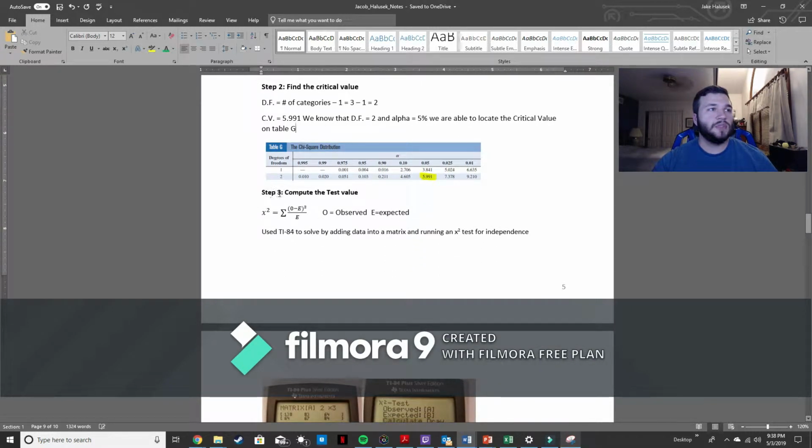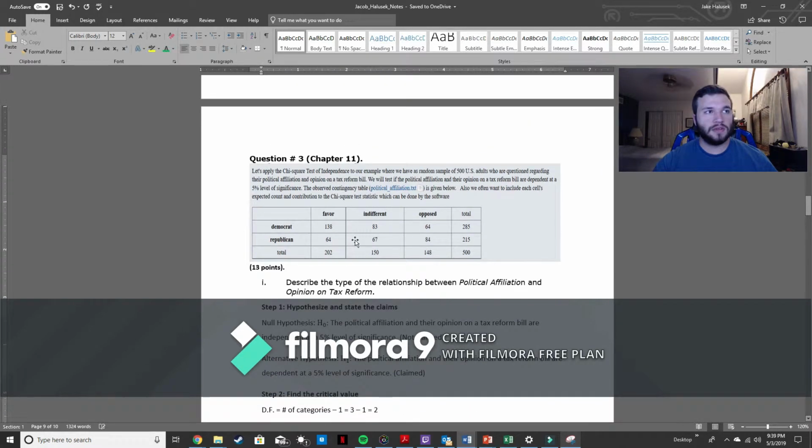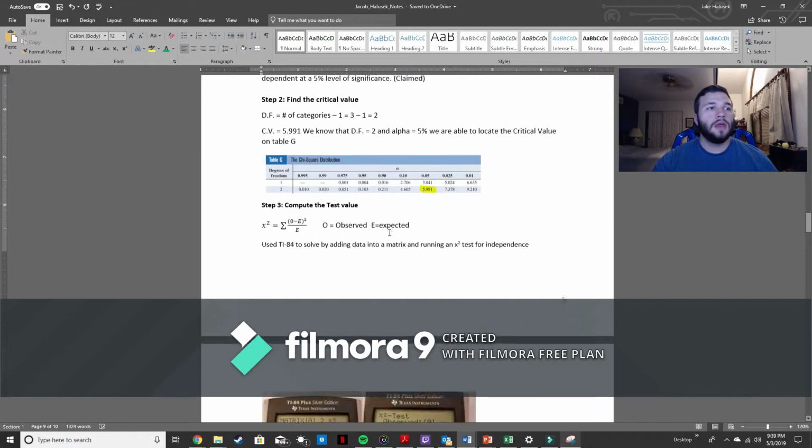Moving on to step 3, we are to compute the test value. Now the formula given to us is chi-square equals the summation of the observed values minus the expected values, squared, divided by the expected values. And that's running through this matrix, finding and adding all of these together.